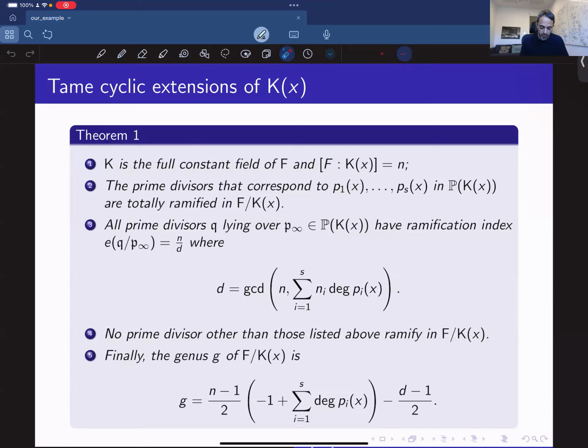And item 4 seems to be a small item, but actually it's quite important. It tells you that no prime divisor other than those appearing above, those P1, up to PS, and potentially P infinity, ramify. And that's going to be important for us. We will need to know what the ramified places are. And item 4 tells you that you don't have to look any further. Only P1 up to PS and this P infinity. In a subsequent video, you'll see an example where the fact that we don't know where the ramified places are makes things more complicated.